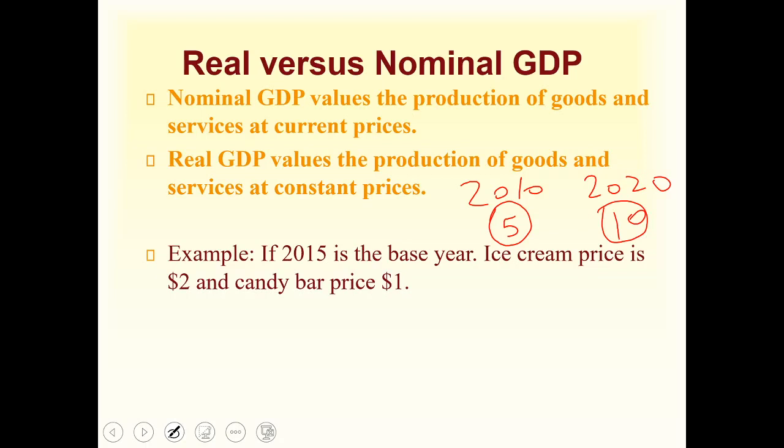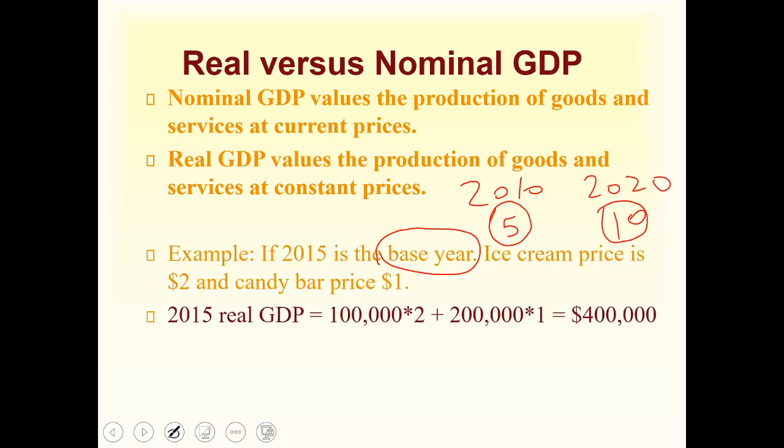If 2015 is the base year, the ice cream price is $2 and the candy bar price is $1. So in 2015, we take this as a base year, or a reference year. This is the year by which we will compare other years. So the real GDP for 2015 would be, if the country produced 100,000 ice creams and 200,000 candy bars, we will multiply by the price levels, and here we get the GDP of only these two goods for 2015. Now let's move on to 2016.